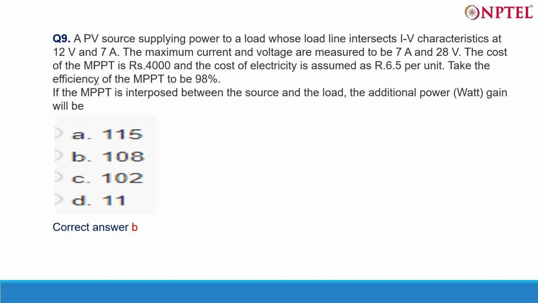Okay, a PV source is given. Now you need to calculate the power if an MPPT is interposed between the source and load. When you calculate this, the answer will be 108. I am not going into detail because these are formula based questions. Just put the values and you will get the answer.